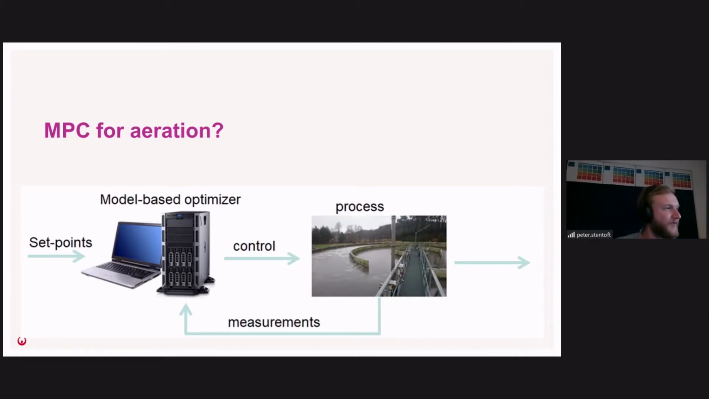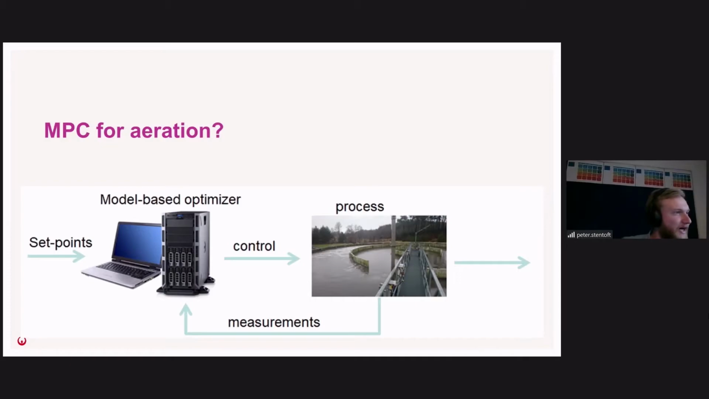And then we use this model to optimize ahead, and we send some control signals to the process, which in return gives us some new measurements. We have some sensors equipped in the process, which give new measurements back to the model-based optimizer. Then we can recalibrate the model and so on. And that is what is called model predictive control, or MPC, which we have been developing.